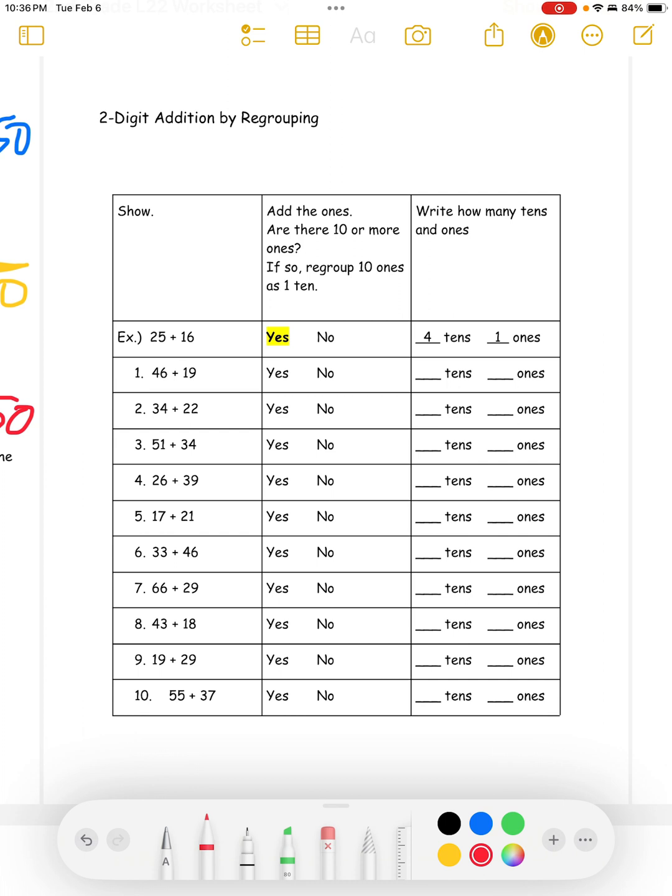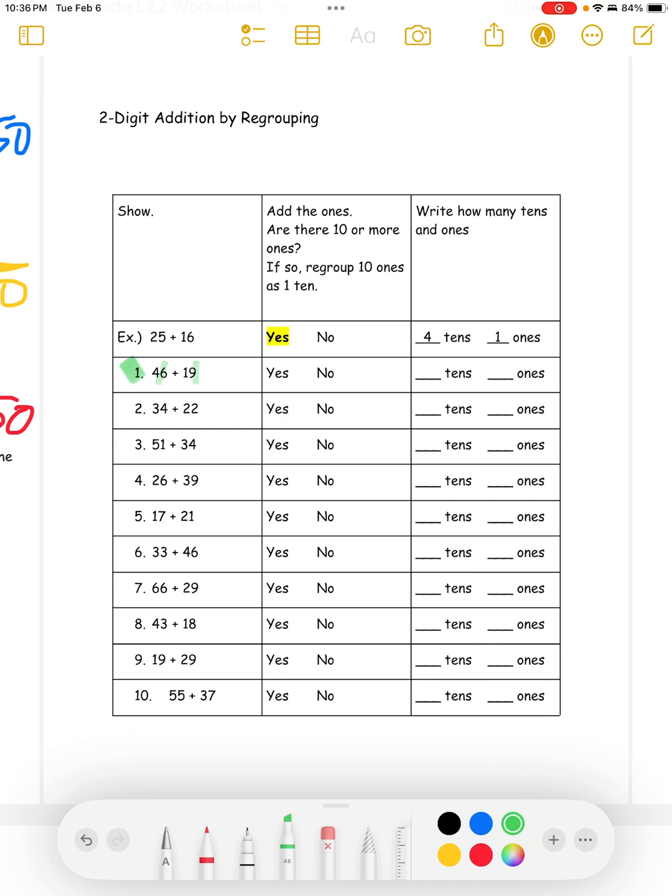So it says we have to add the ones first, then check if there are 10 or more ones. If so, we will regroup as 1 ten. Let's add the ones. We're going to try doing this in our head. So solving number 1, we have to add these ones, which is 9 and 6. Let me highlight that better for us. 9 and 6, those are our ones.